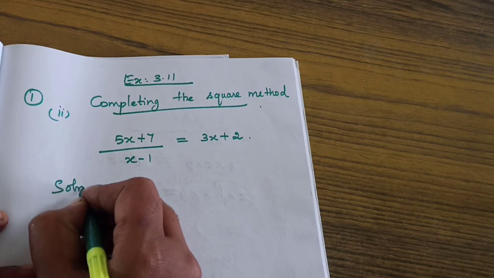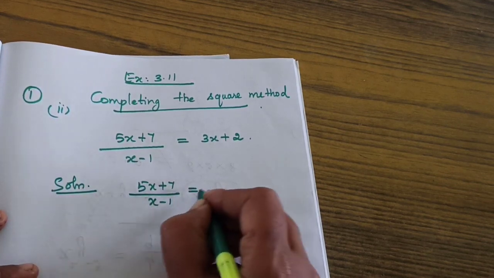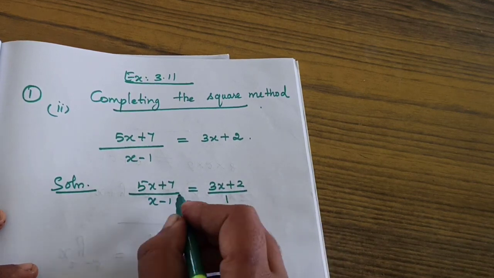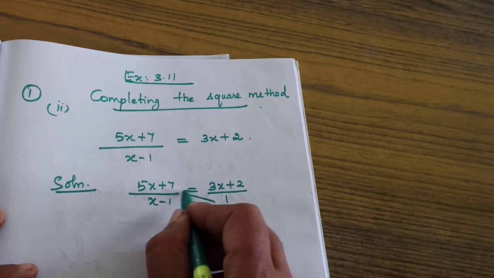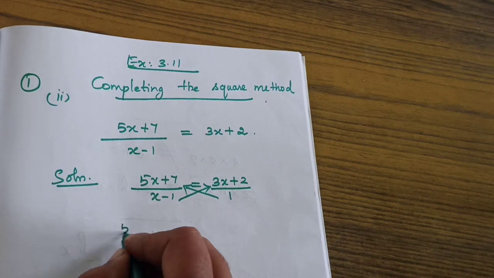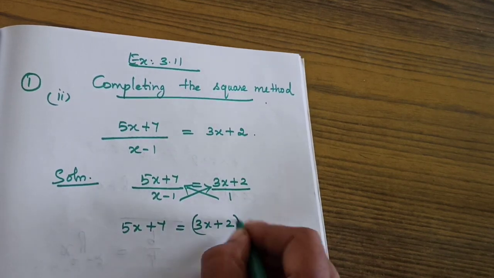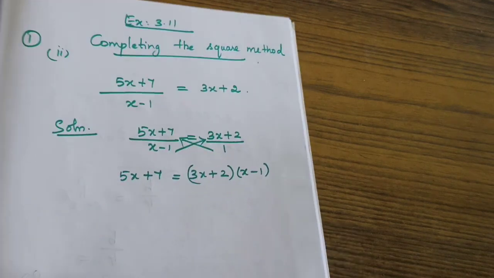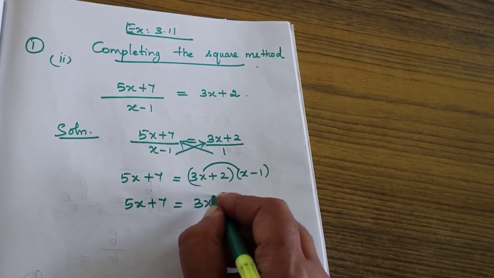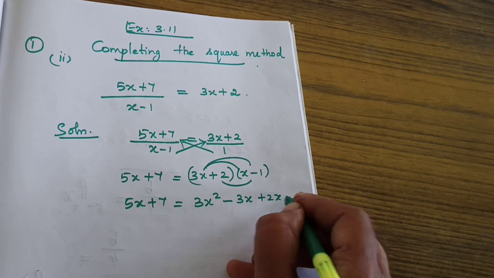So, solution, 5x plus 7 divided by x minus 1, which is equal to 3x plus 2 divided by 1. Then cross multiply this. While cross multiplying, 5x plus 7 which is equal to 3x plus 2 into x minus 1. Then bracket multiplication. 5x plus 7 which is equal to 3x into x, 3x square. Then minus 3x plus 2x minus 2.